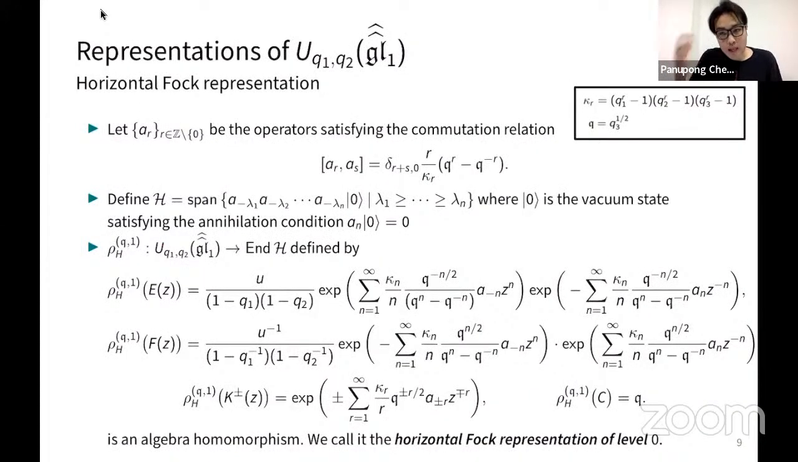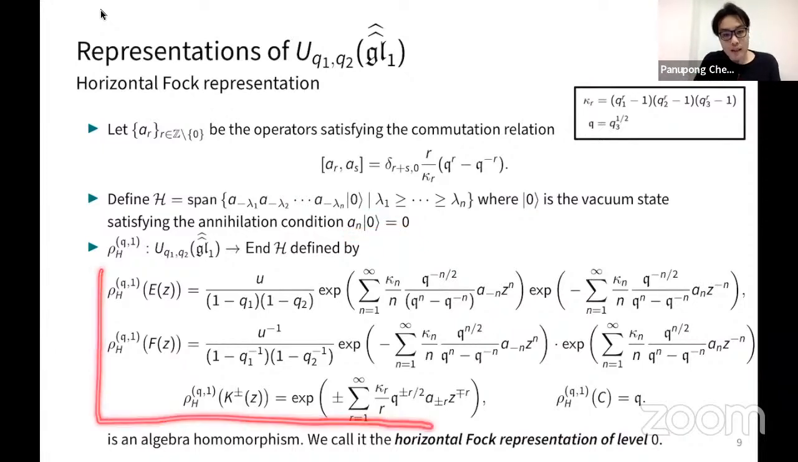Okay, the final representation that I am going to introduce is the horizontal Fock representation. Suppose that a_n are the operators satisfying the Heisenberg algebra, and we define the vector space H to be generated by the negative mode operators acting on the vacuum state |0>, where the vacuum state is the state annihilated by the positive mode operators. Then if we define the action of the currents like this, we can show that it is a representation of the quantum toroidal algebra, and we call it the horizontal Fock representation of level 0.